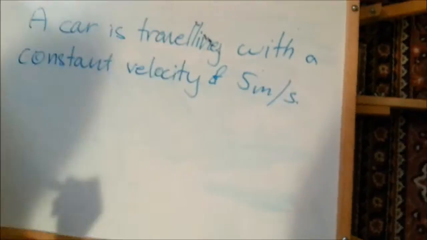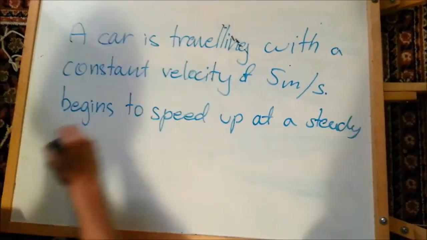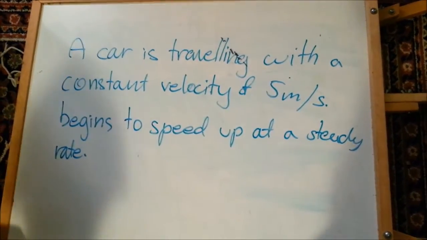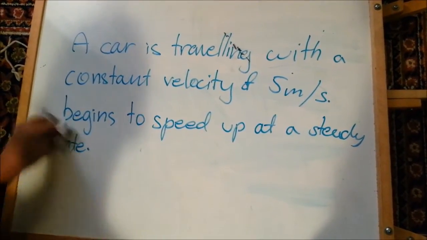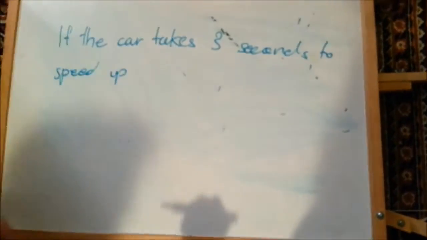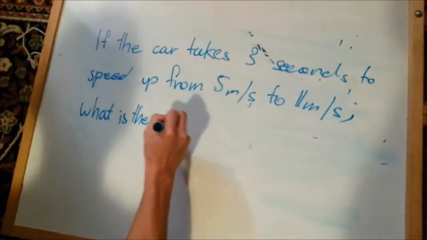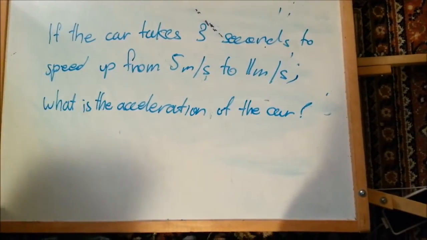A car traveling with a constant velocity of 5 meters per second begins to speed up at a steady rate. If the car takes 3 seconds to speed up from 5 meters per second to 11 meters per second, what is the acceleration of the car?